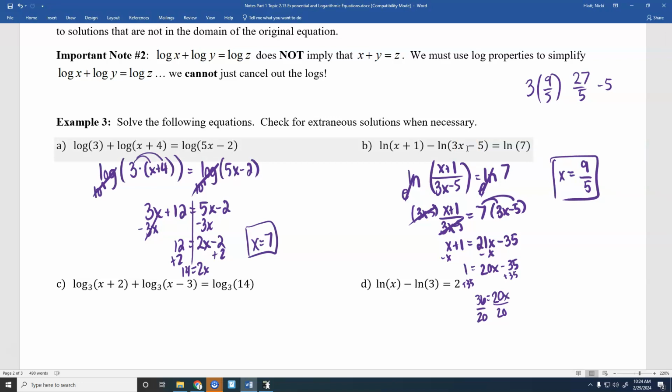Okay, so we're stopping here so we can look at our homework.